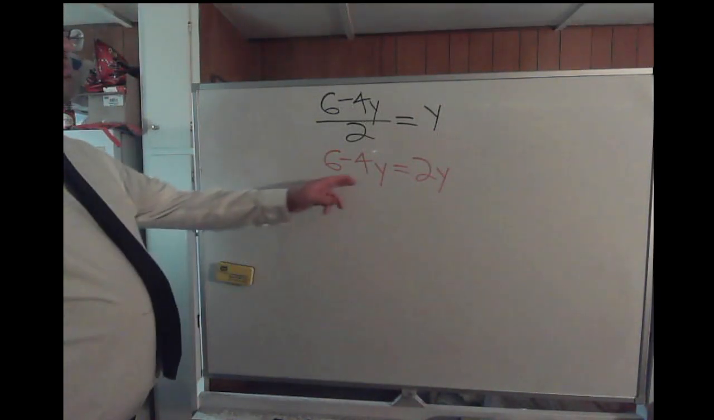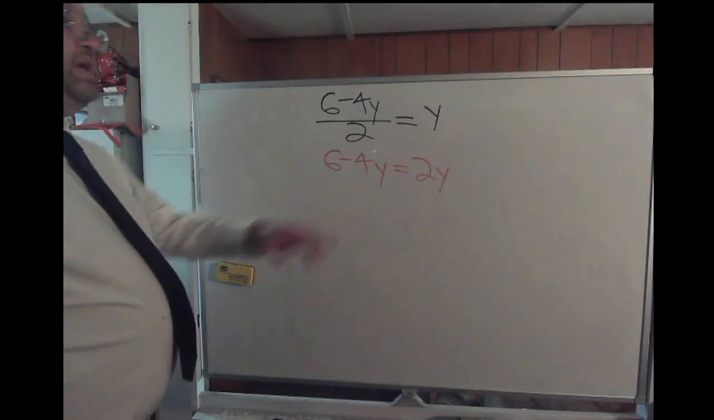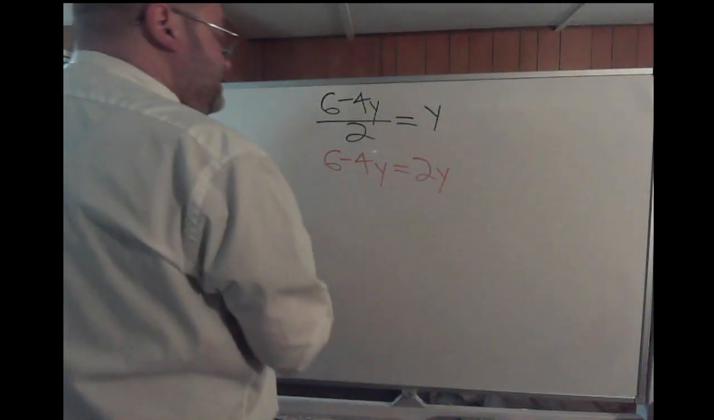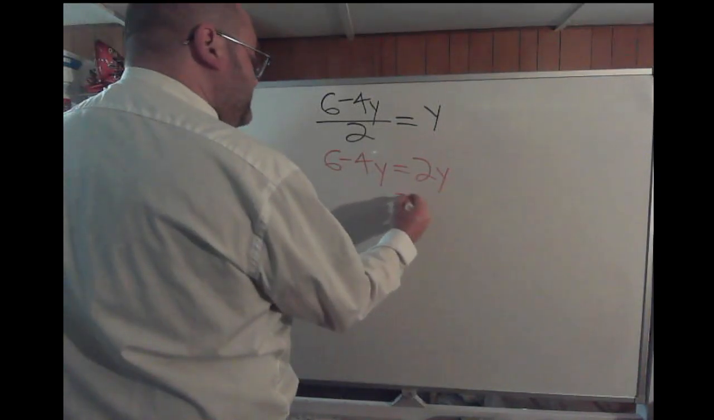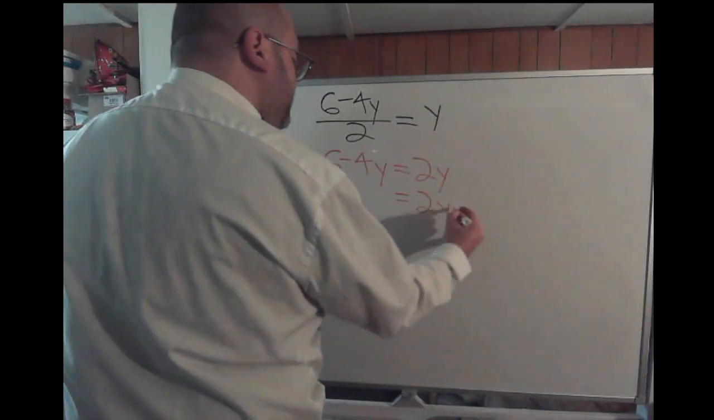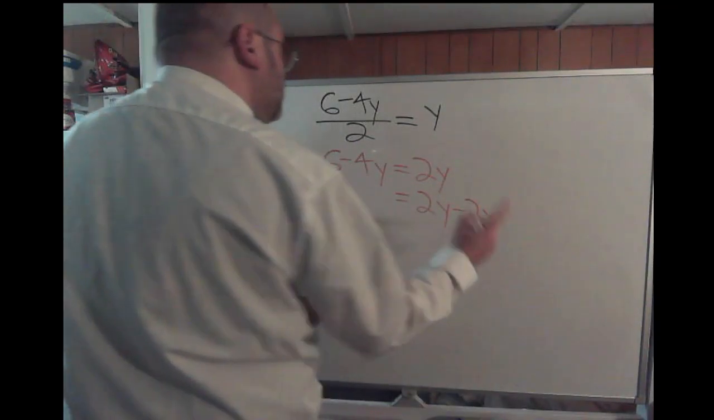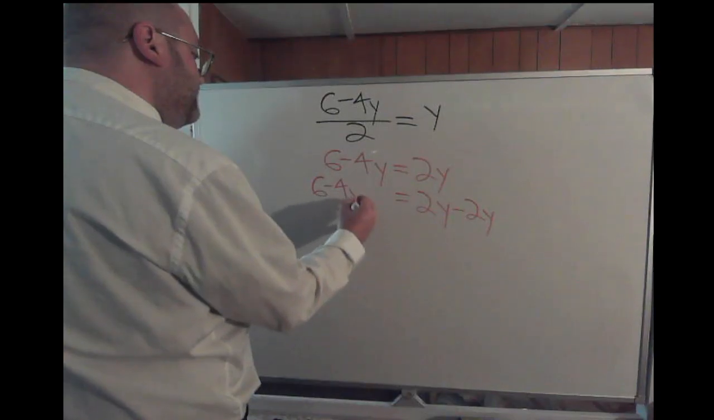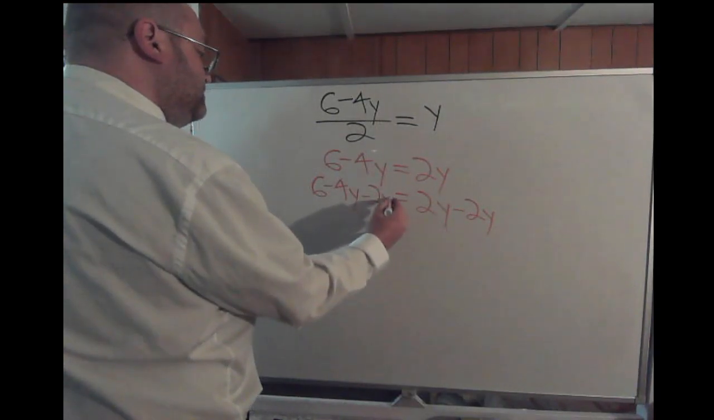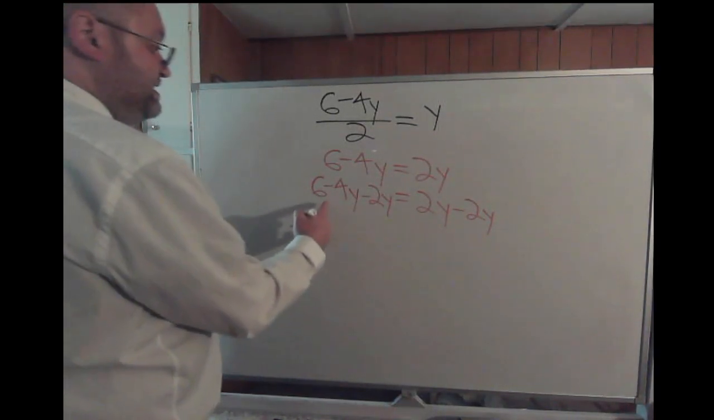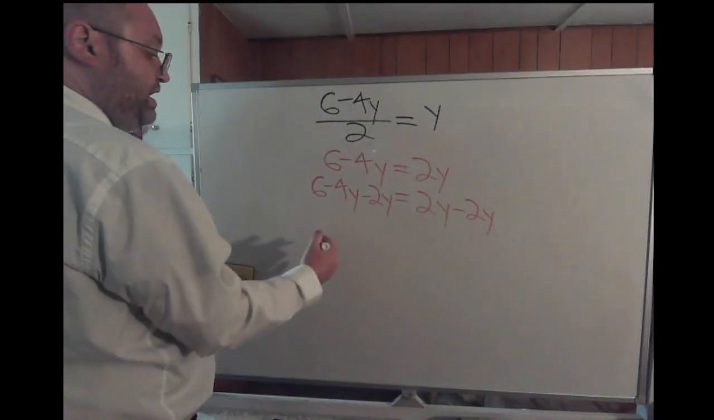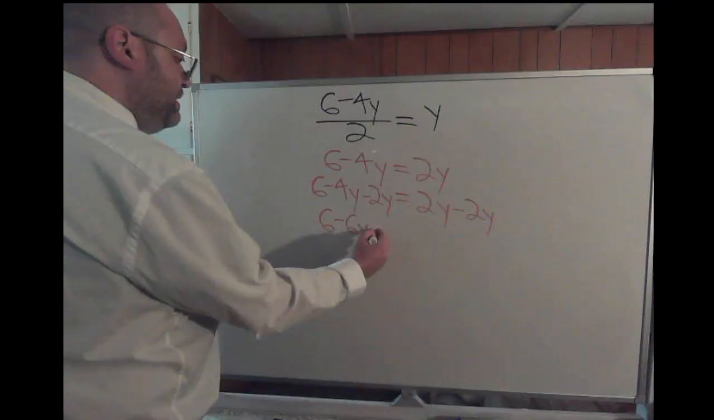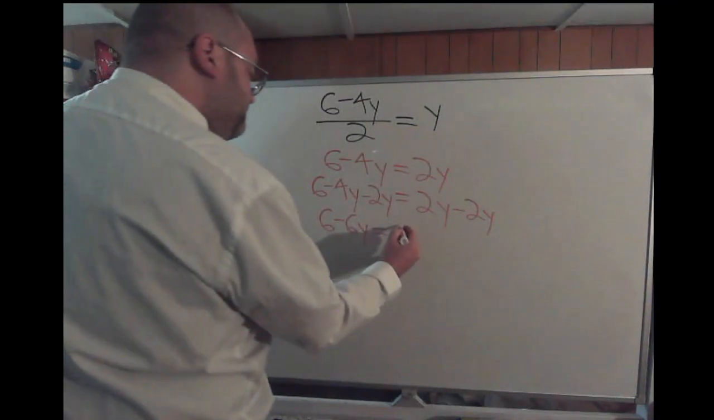So now you have 6 minus 4y equals 2y. Well, you want to get rid of the variable on the right-hand side, have it on the left. So what you're going to do is take 2y minus 2y on the right-hand side. But what you do to the right, you've got to do to the left. You'll have 6 minus 4y minus 2y. Alright, so let's look at the left side. 6 minus 4y minus 2y, that's going to be 6 minus 6y is equal to 2y minus 2y, which is 0.